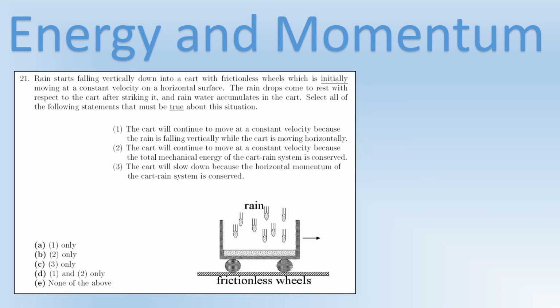Okay, so rain's falling vertically down into a cart that has frictionless wheels, and it's initially moving at constant velocity on a horizontal surface. The raindrops come to rest with respect to the cart after striking it, and the rainwater collects in the cart. Select the following statements that must be true about this situation.